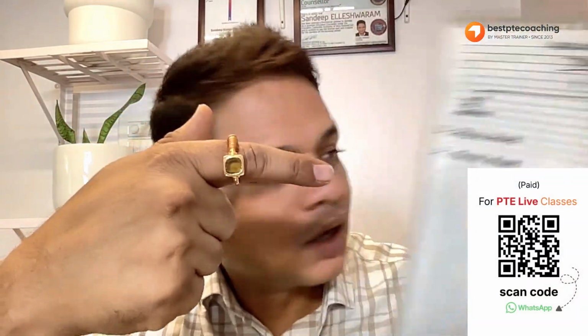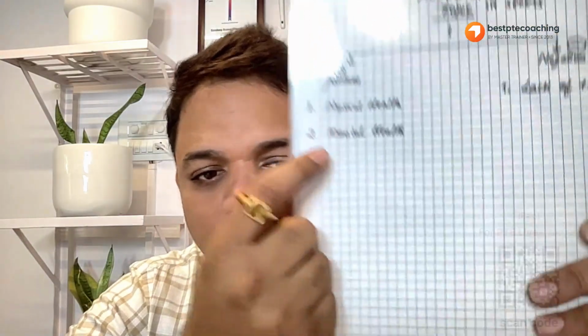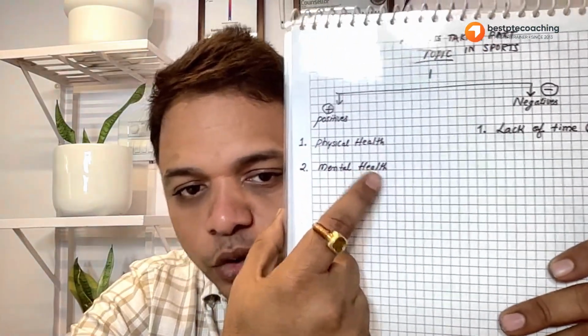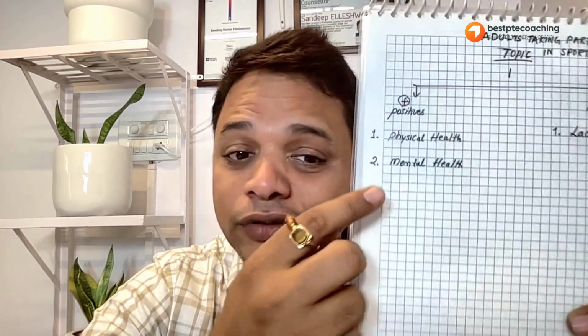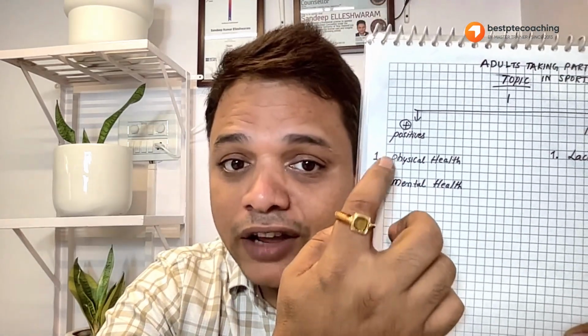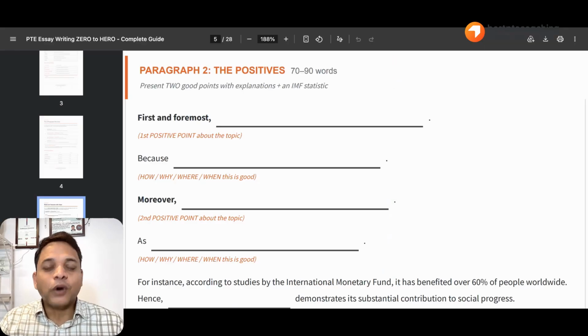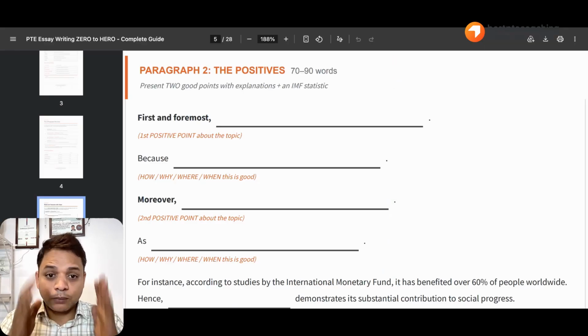I will look at what I wrote as positives. Number one, physical health improvement. Number two, mental health improvement. These are the things I have to look at before I start writing body paragraph one, because I have to write something revolving around these two things. Body paragraph one, or the positives part.